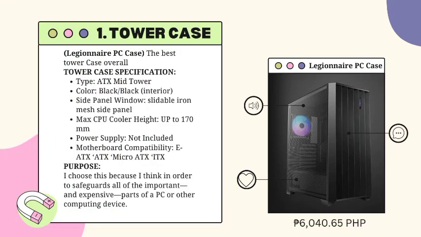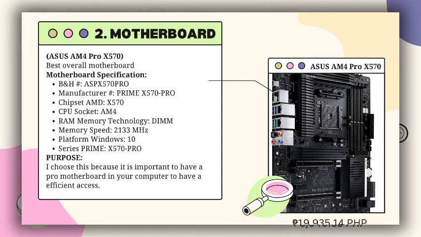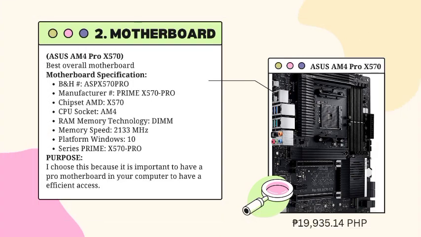Number one is the tower case. The brand that I choose is the Legionnaire PC case because it is the best tower overall. Here is the tower case specification. For the purpose, I chose this because I think it safeguards all the important and expensive parts of a PC or other computing device. The price is 6,040.65 pesos.